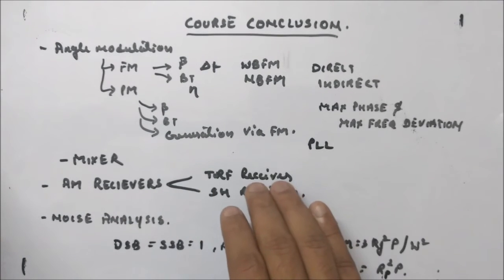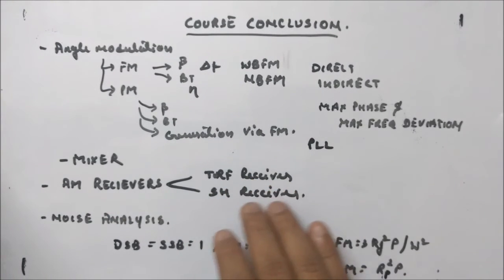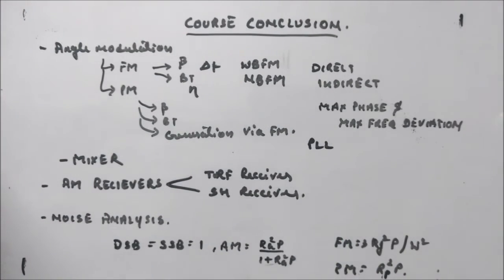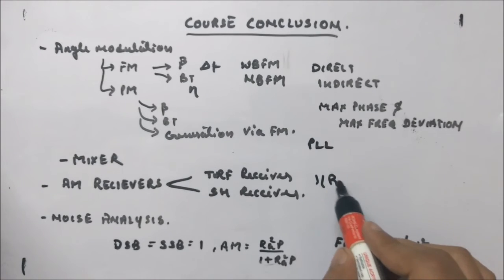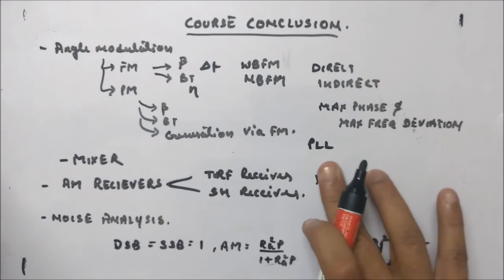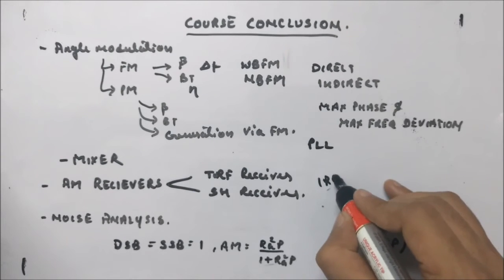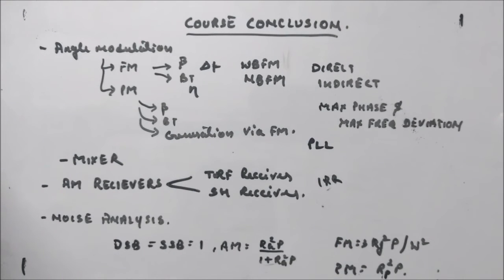And then we saw mixers and the use of mixers in AM receivers. Basically we saw tuned radio frequency receivers and superheterodyne receivers, how you use mixers and all. We saw IRR, image rejection ratio, and the characteristics of AM receivers like fidelity, selectivity, then quality factor, everything we saw here in AM receivers.